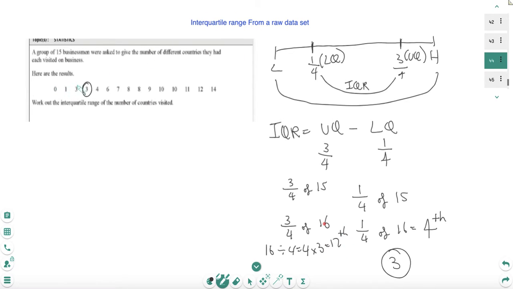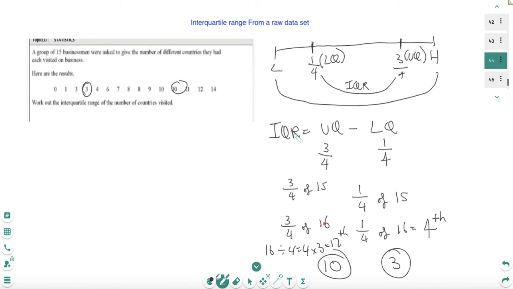So 1, 2, 3, 4, 5, 6, 7, 8, 9, 10, 11, 12. The upper quartile is, one sec. 1, 2, 3, 4, 5, 6, 7, 8, 9, 10, 11, 12. Our upper quartile is 10 countries.